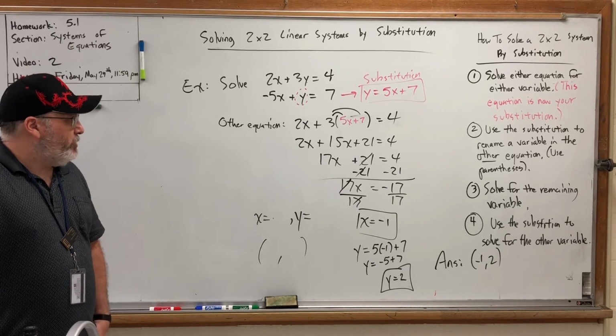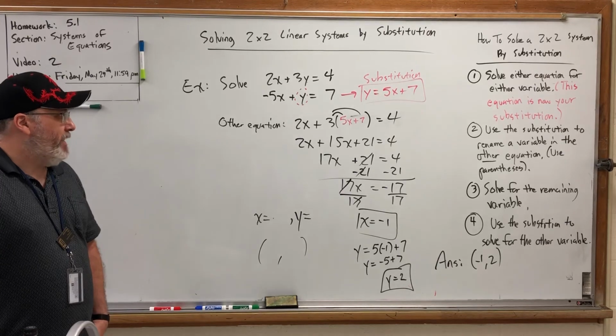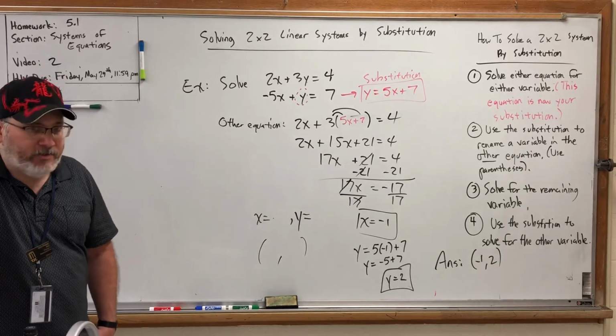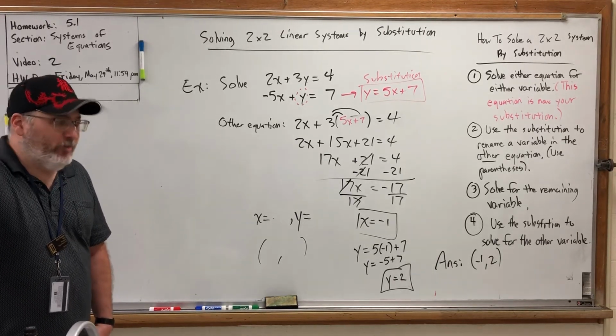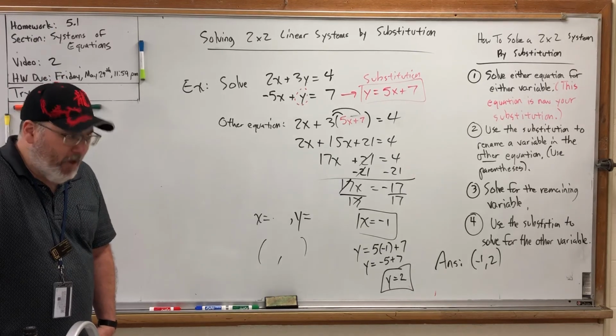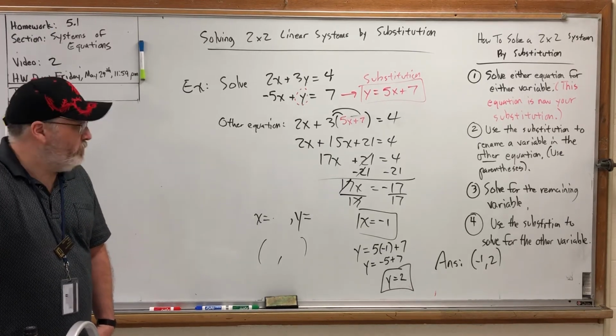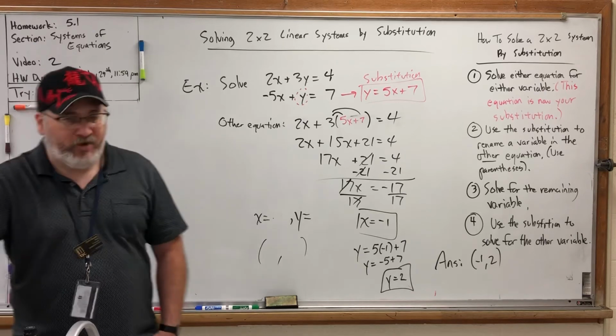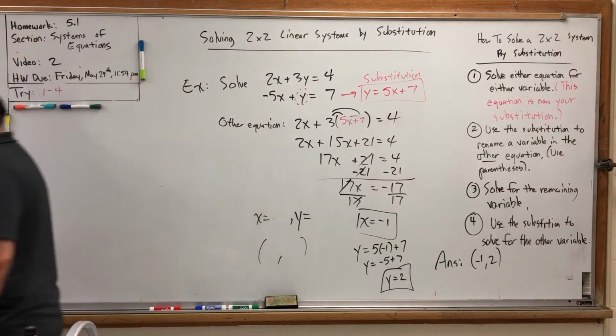When you're selecting your substitution, I would choose the letter that has no coefficient. It's easiest to solve for. Of course, that raises a question. What if they all have coefficients? Well, in the next video, I'll illustrate that even in that case, it still gets the job done.